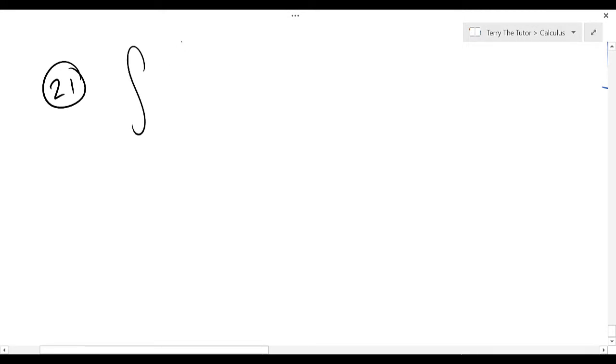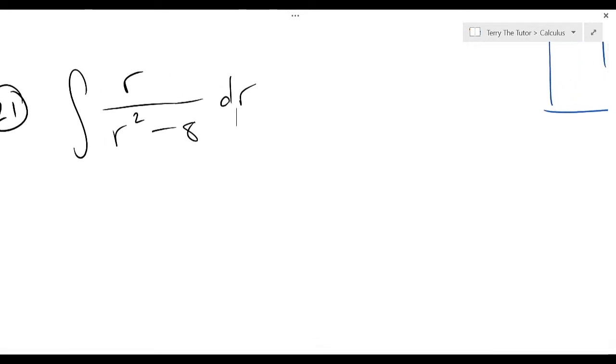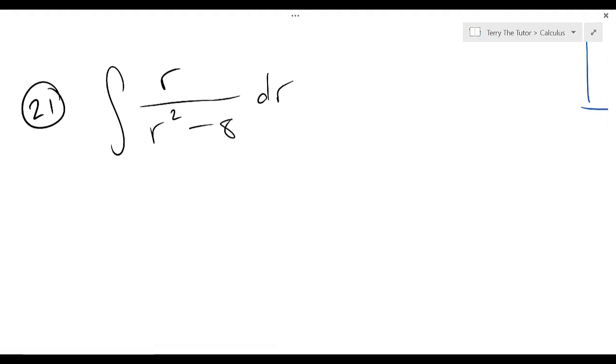Number 21. I don't know at what point in time you are watching this video, so I can't say for sure. The integral of r over r squared minus 8 dr. Alright. I think what I would do when I was learning is I would, of course, try to factor this. It looks like it could be a difference of squares. But that's not necessary. We can solve this by u substitution.